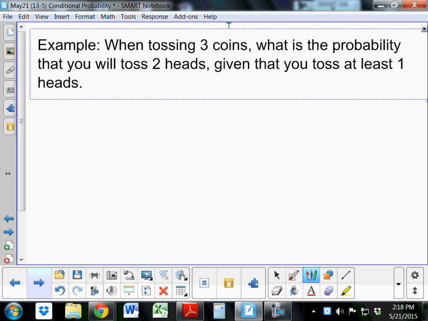Times them all together. How many ways for the first one? 2. How many ways for the next one? 2. 2 times 2 times 2. Yeah, there are 8 different possibilities.